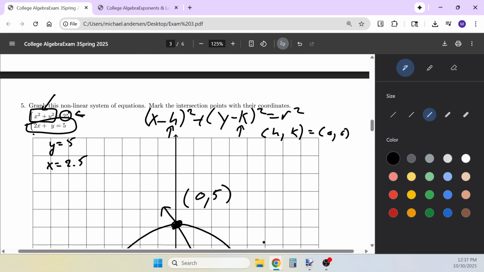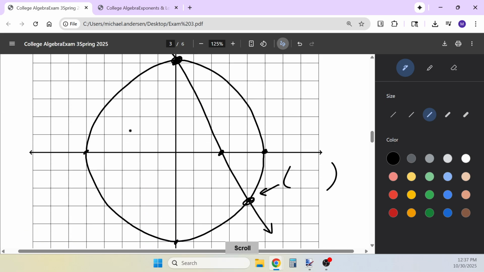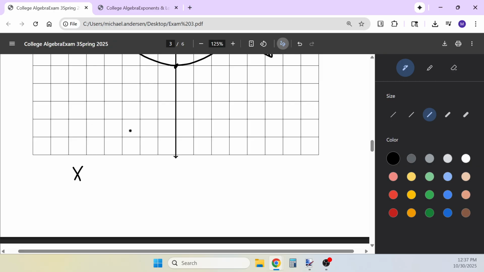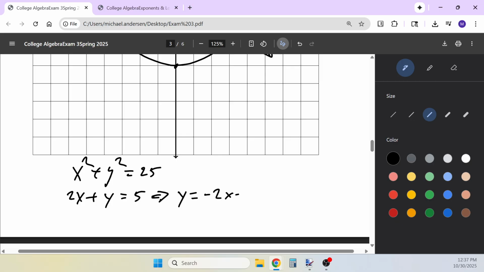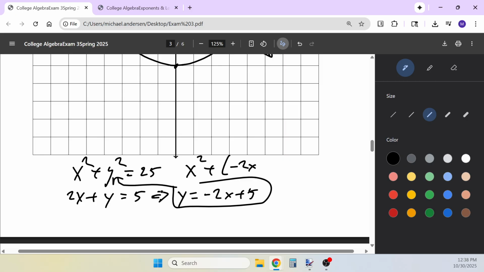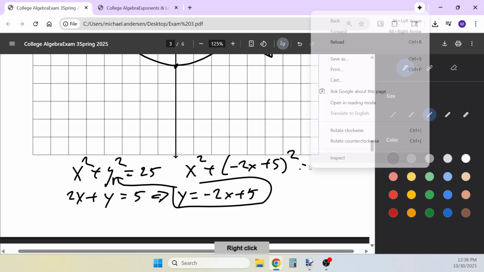The way we do it is we're going to plug this into that one and solve this one. We get y equals 5. The other was 5. Solve for y, as y equals 5. This way we get y squared equals 5.